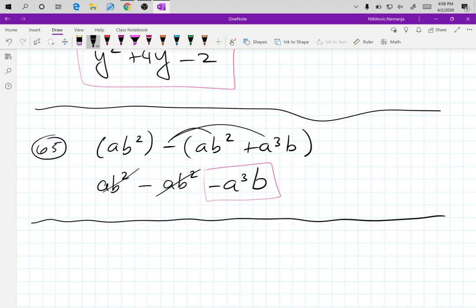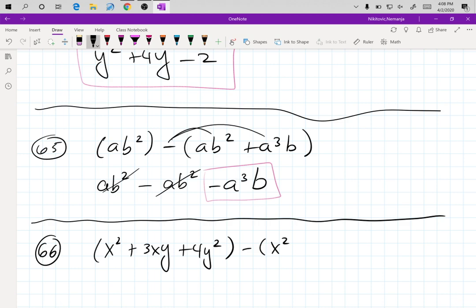Let's see what else. Oh, we can chase these around a little bit. No, they're actually good. This is one of the basic forms. Yeah, let's take a look at it. 66 has x squared plus 3xy plus 4y squared minus x squared minus xy plus 4y squared.